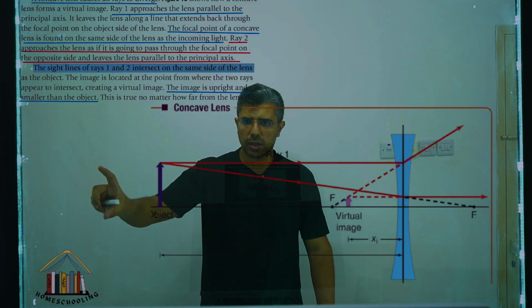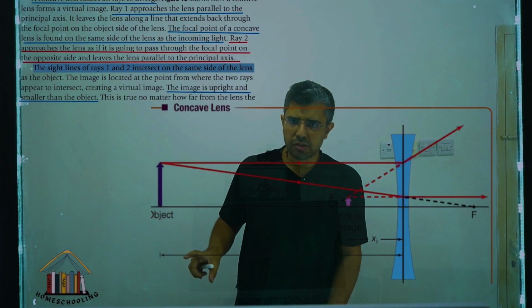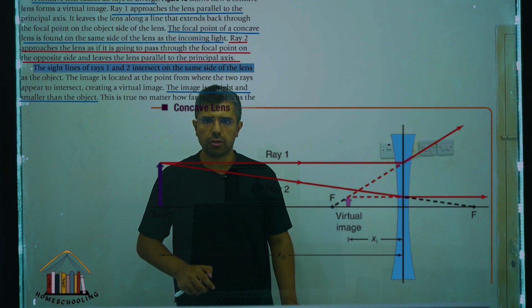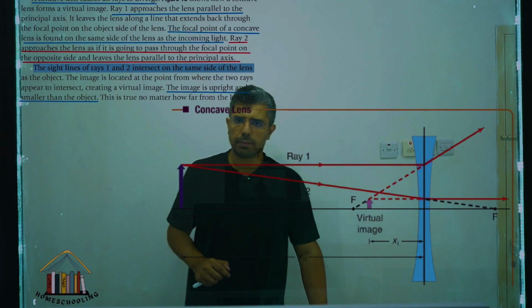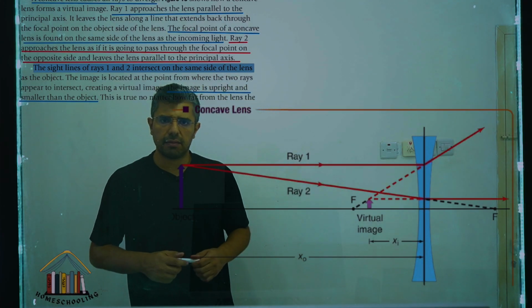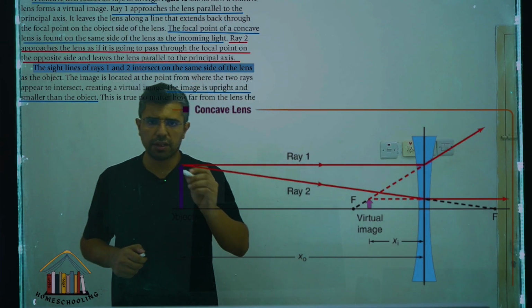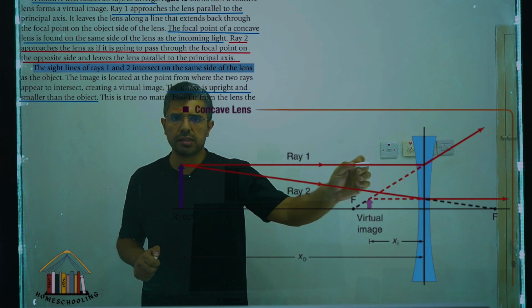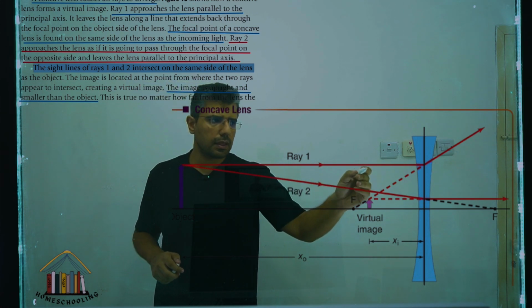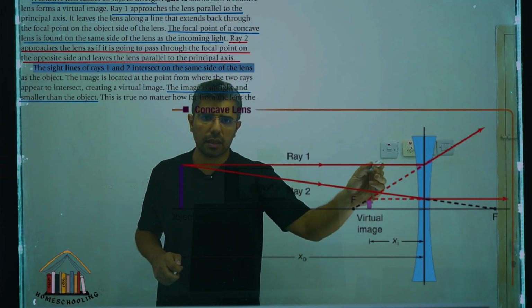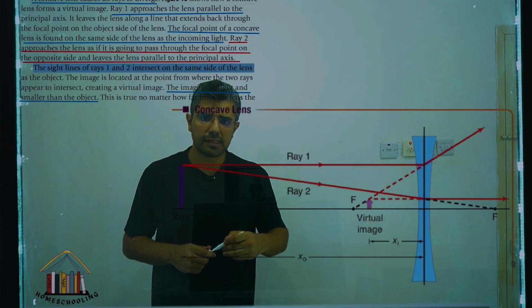It's positioned away from the lens. Okay, so how does it work? We always need ray 1 and ray 2. We always need these two rays to help us locate the image. First of all, we have ray 1, it's going parallel as always. It's going parallel to the principal axis.